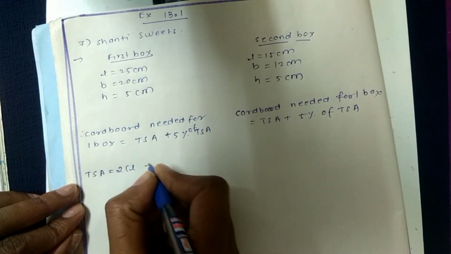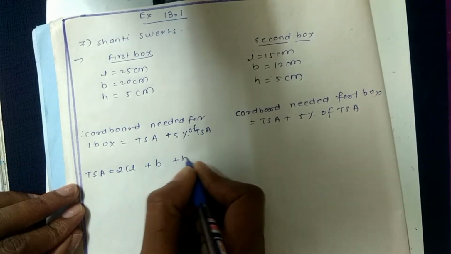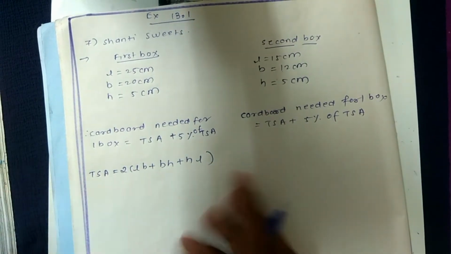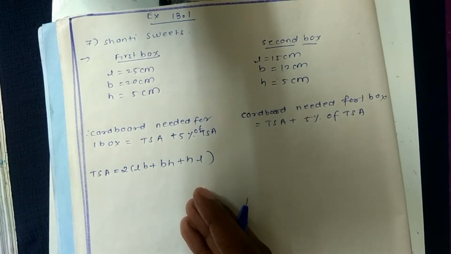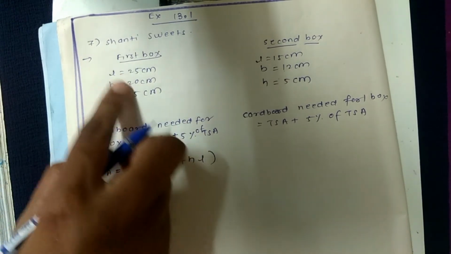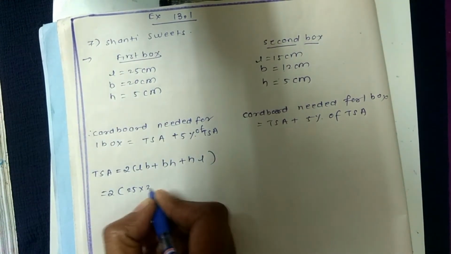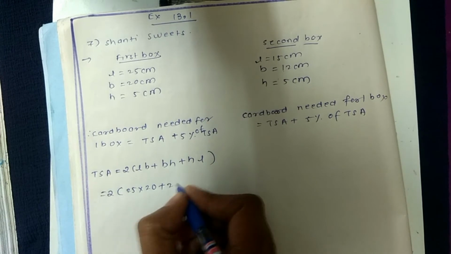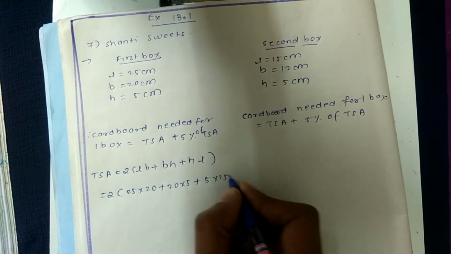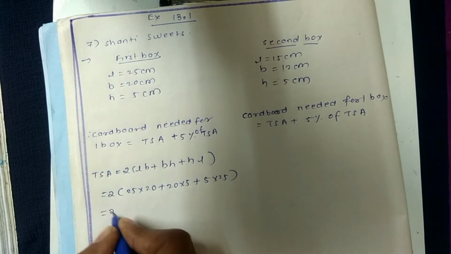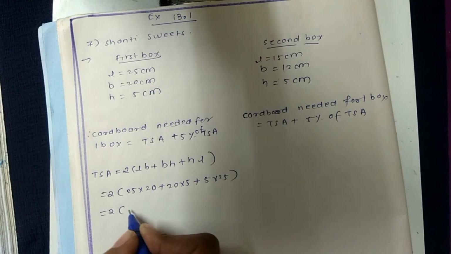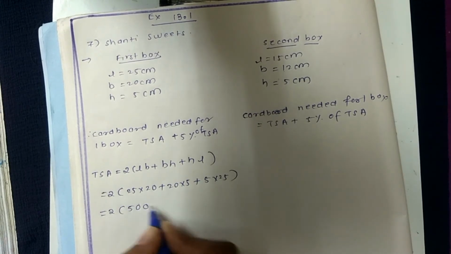2(LB plus BH plus HL). So we have L, B, H, all the measurements here. We will find out here 2 into LB. So LB we have 25 into 20, plus BH, 20 into 5, plus HL, 5 into 25, equals 2 into... 25 twos are 50 and this 0, 500.